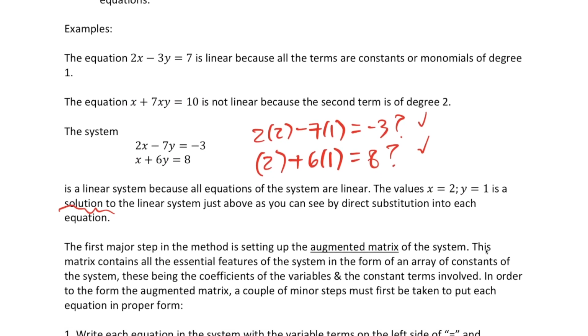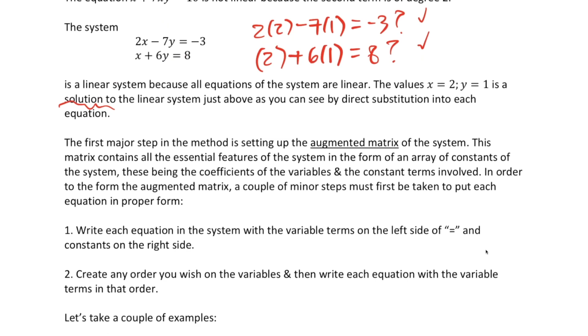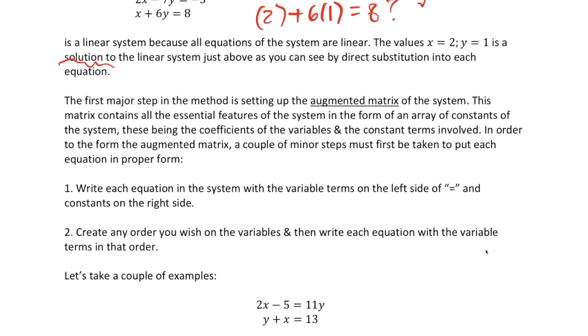Okay? Now, the first major step in Gaussian elimination is setting up what we call the augmented matrix of the system. This matrix consists of all the essential features of the system in the form of an array of constants of the system, these being the coefficients and the constant terms involved. In order to form the augmented matrix, a couple of minor steps must first be taken to put each of the equations in the linear system in their proper form.